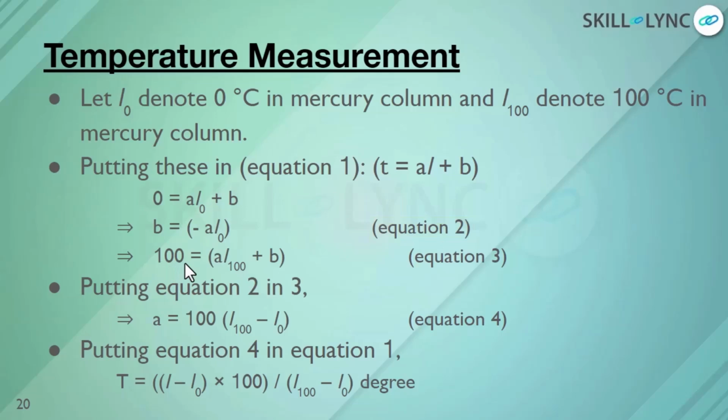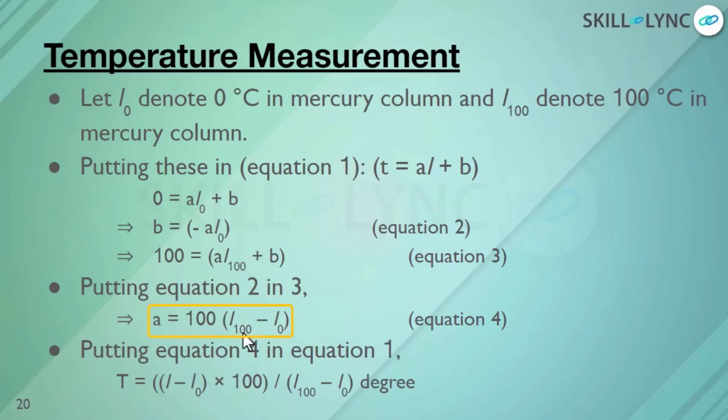Further, putting another case in equation 1, the steam point, we treat the temperature as 100 degrees Celsius and L equals L100. That is, L100 is the length of the mercury column when it is placed at the steam point. Everything else remains the same: A is the slope and B is the constant. By putting equation 2 in equation 3, we would get A = 100 divided by (L100 minus L0).